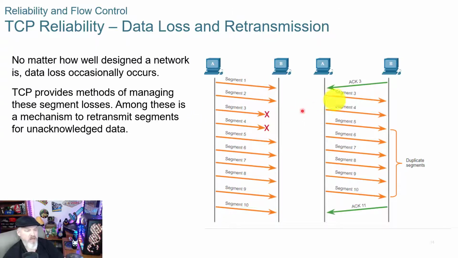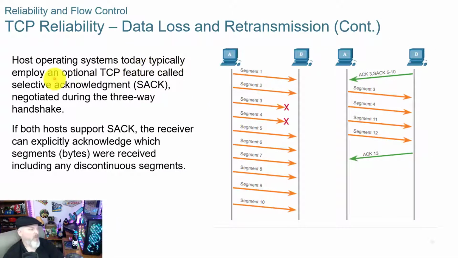But with TCP, this gets the acknowledgement, segment 3, 4, 5, 6, 7, 8, 9. Those get duplicated segments, and then it sends an acknowledgement 11. So it has to acknowledge the packets, or it resends them. So if 3 and 4 don't get there, and it doesn't get an acknowledgement for them, it'll resend them. Host operating systems today typically employ an optional TCP feature called selective acknowledgement.